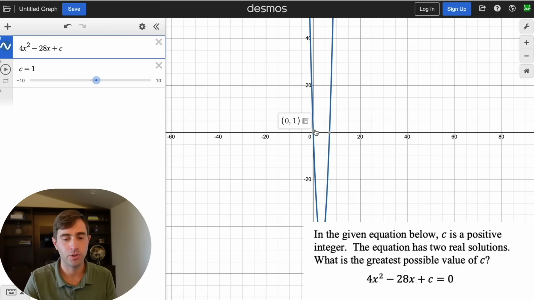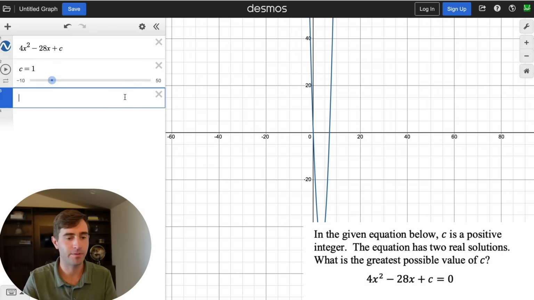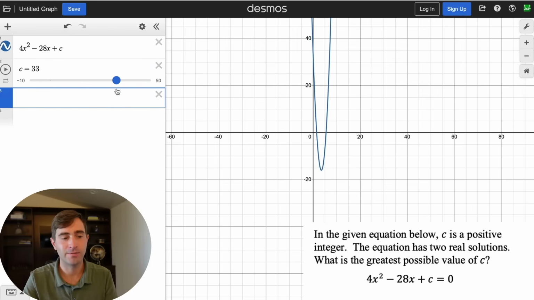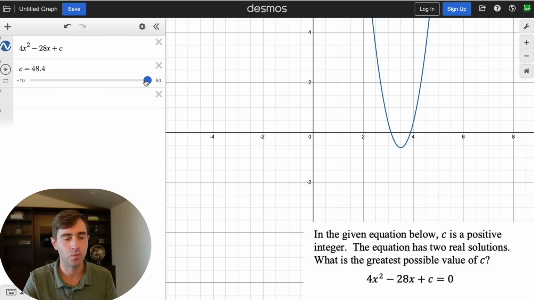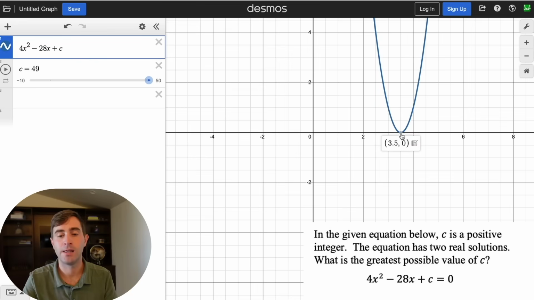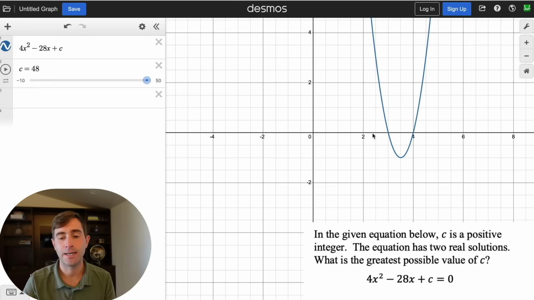Now we're going to zoom on out. We're going to try to make this as big as possible. So we'll push this all the way up to 50 while we still have two x-intercepts. It has to be an integer. So what we can see as we're zooming in is once we make this 49, this is one solution. So here is how we can see in Desmos that the greatest possible value of c is going to be 48.